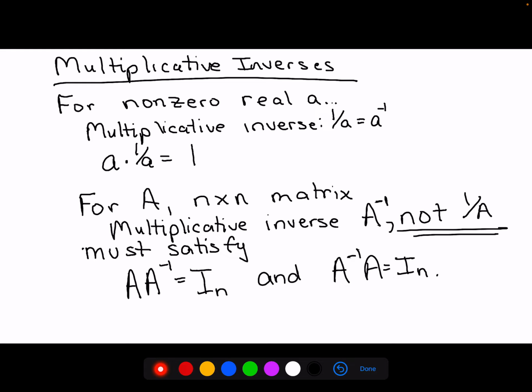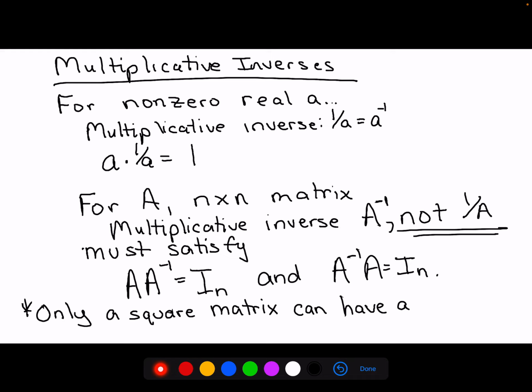Only a square matrix can have a multiplicative inverse, by the nature of how all this works. So just be aware of that.